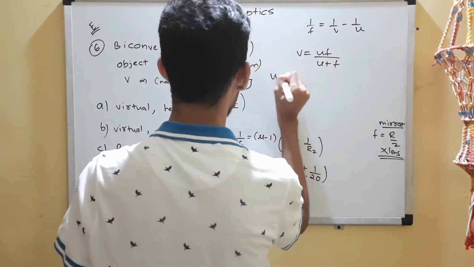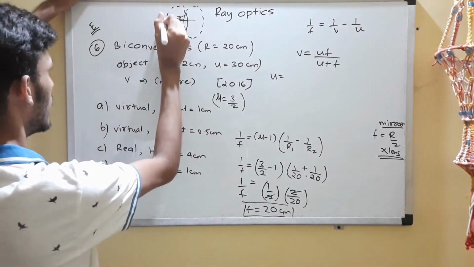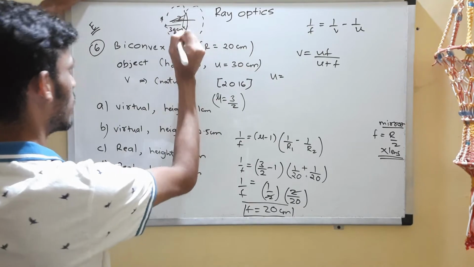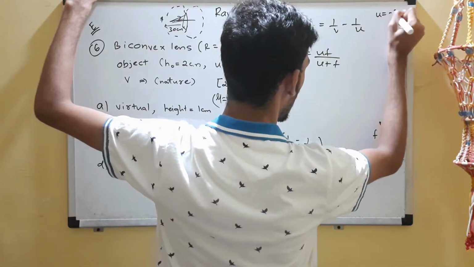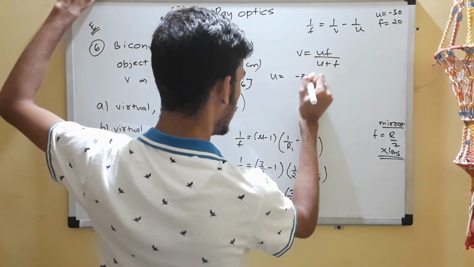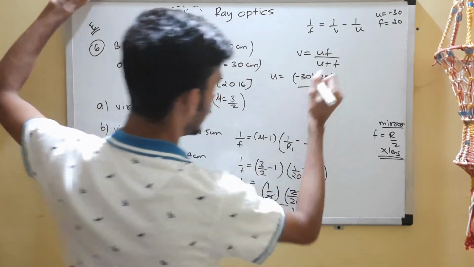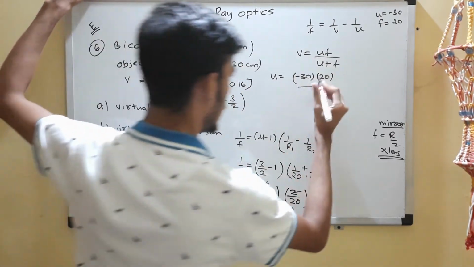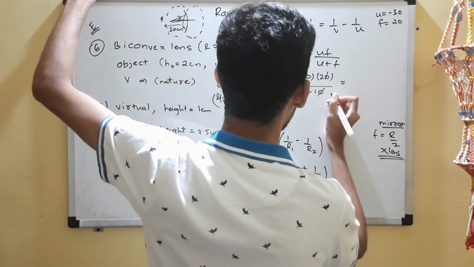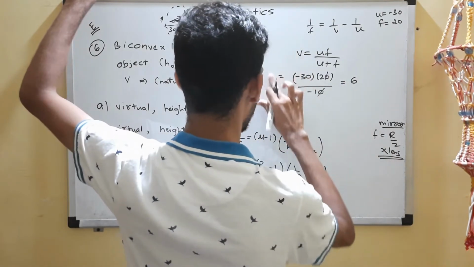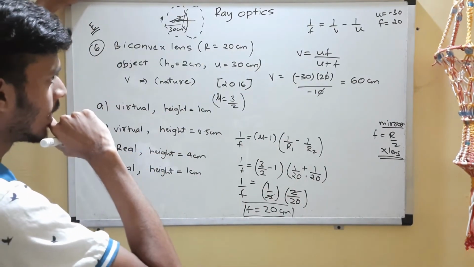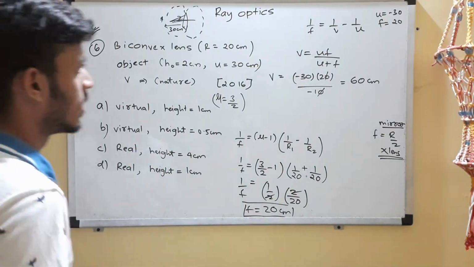Now here u will be minus 30, right? The object is placed in this direction, opposite to the direction of incidence, at a distance of 30 centimeters, okay? So u is minus 30, and f we have found as 20, okay? So minus 30 into 20 upon minus 30 plus 20, right? Minus 30 plus 20, which is minus 10. This and this will get cancelled. 3 twos are 60, okay? And that is positive 60. This is v, right? v is positive 60 centimeters. Okay, so the image is formed at positive 60.